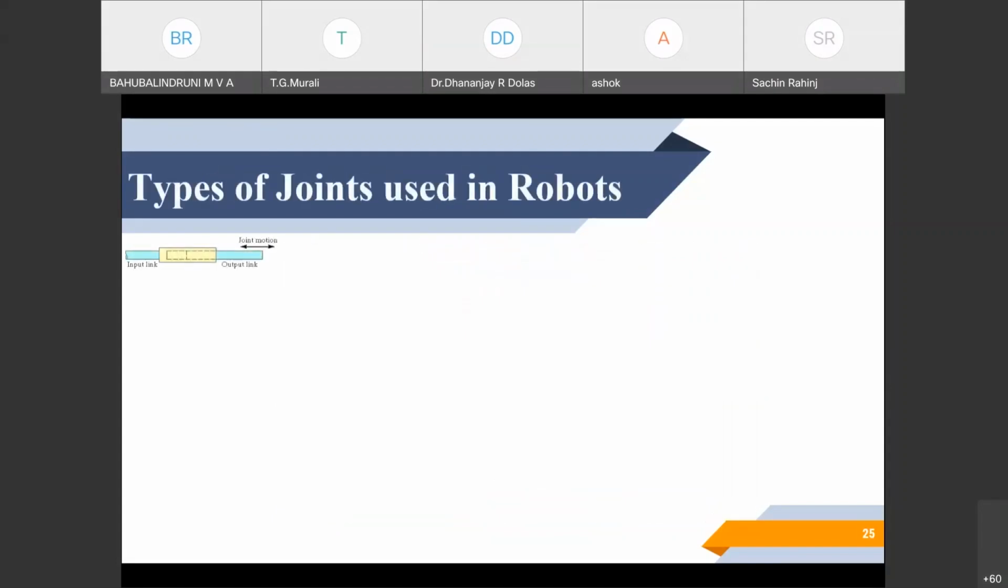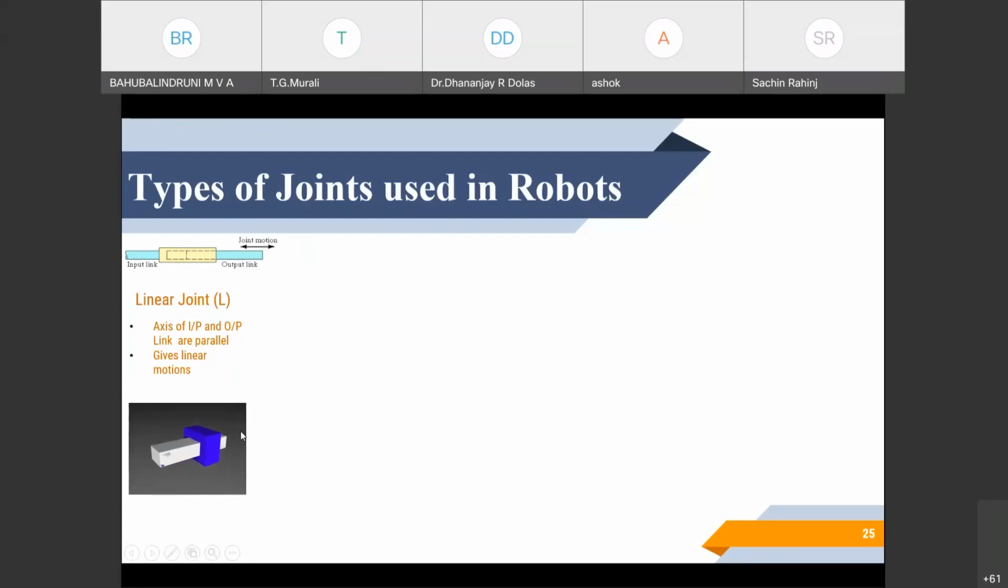Now, let us look at the types of joints that we use in robots. The first one is the linear joint. The types of joints here are named based on the axes of the links. If you see here, the input link and the output link are aligned on the same axis, and the motion of the output link relative to the input link is along the axis. Such a joint we call a linear joint.